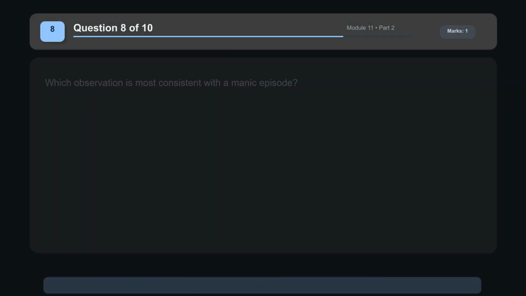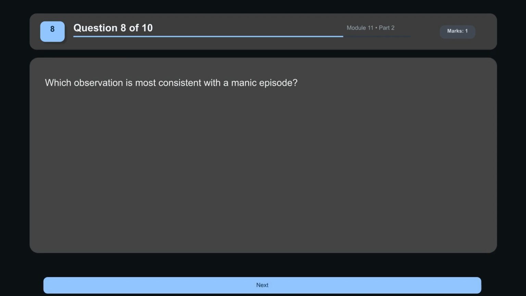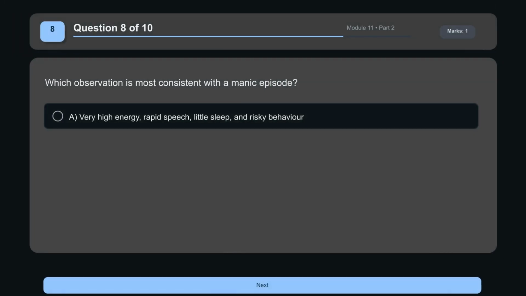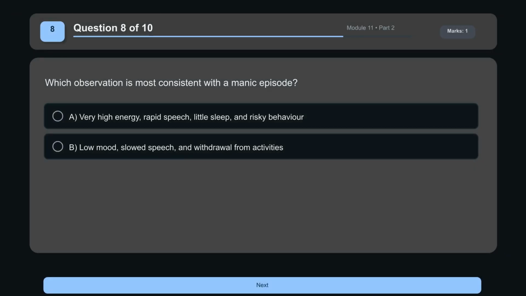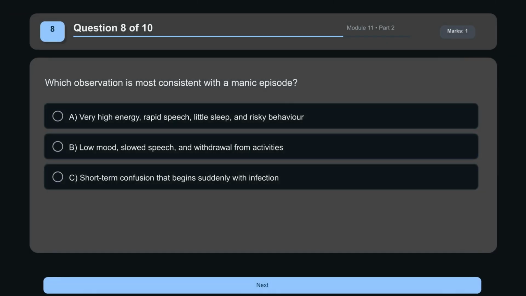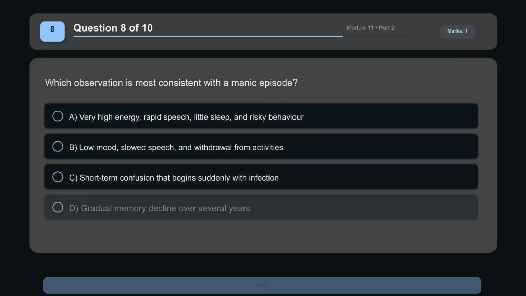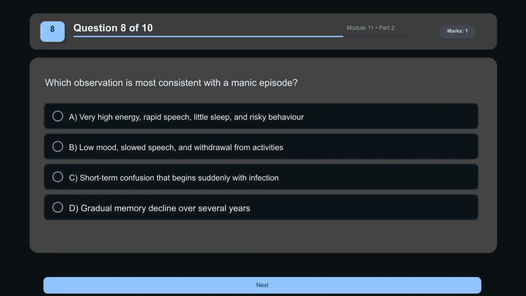Here is question 8. Which observation is most consistent with a manic episode? Option A, very high energy, rapid speech, little sleep, and risky behavior. Option B, low mood, slowed speech, and withdrawal from activities. Option C, short-term confusion that begins suddenly with infection. Option D, gradual memory decline over several years. Take a moment and choose the best answer.